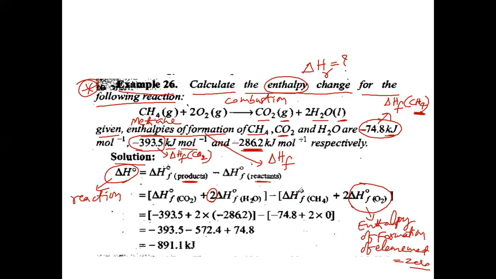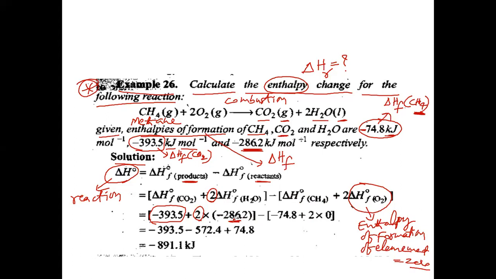So enthalpy of formation of methane plus 2 into 0. Now see, enthalpy of formation of CO2, how much is given? Minus 393.5 given for CO2. Plus here 2 into water, how much is given? Enthalpy of formation of water, minus 286.2 given.